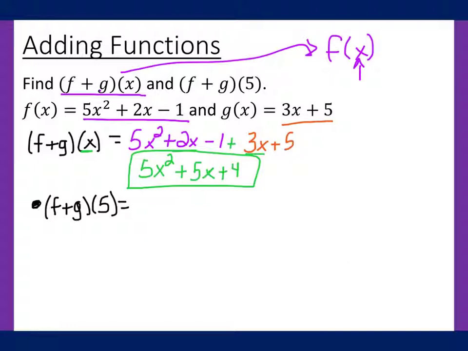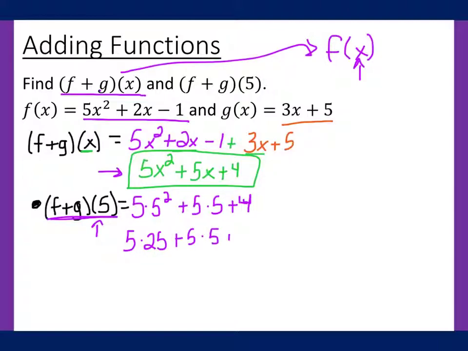Then it asks us to find f plus g of 5. Well, since we already know what f plus g is, we can simply put this 5 everywhere that x is. Okay, so remember order of operations. We have to square before we multiply. Exponents come before multiplication. So 5 times 25 is 125. 5 times 5 is 25, plus 4 gives us 154. And that's it.